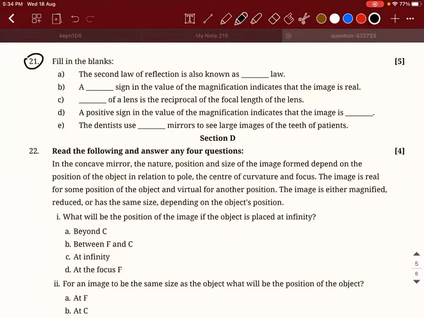21A. See, actually the question is, the second law of refraction is also known as dash law. So what does the second law of refraction state? The ratio of the sine of the angle of incidence to sine of the angle of refraction is equal to refractive index. So what do you call it? You call it as Snell's law.